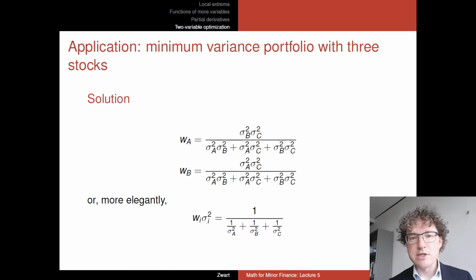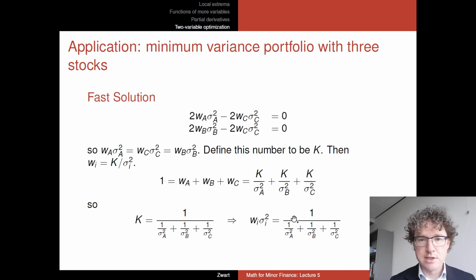So we found these solutions, which I also presented on paper, and I noted that indeed this has a slightly more elegant form, in the sense that W for each of these A, B, and C times the sigma squared are actually the same number, namely that expression that we see down there. And this fast solution that I just showed you, that's on this slide.